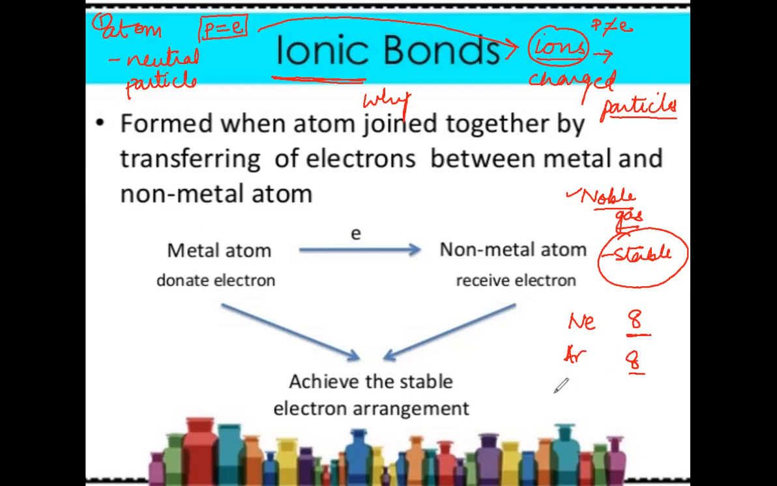So all the elements, whether they are metals or non-metals, try to be stable just like noble gases. They either donate electrons, like metals. Metals belong to group 1, group 2, or group 3, so in their last shells they have 1, 2 or 3 electrons.